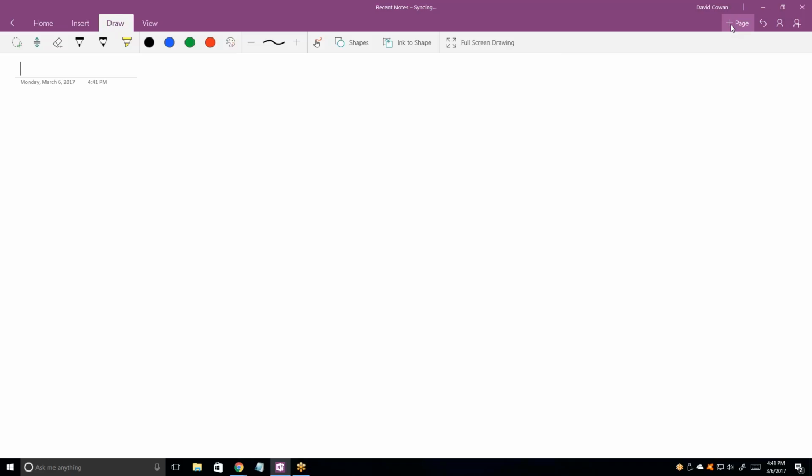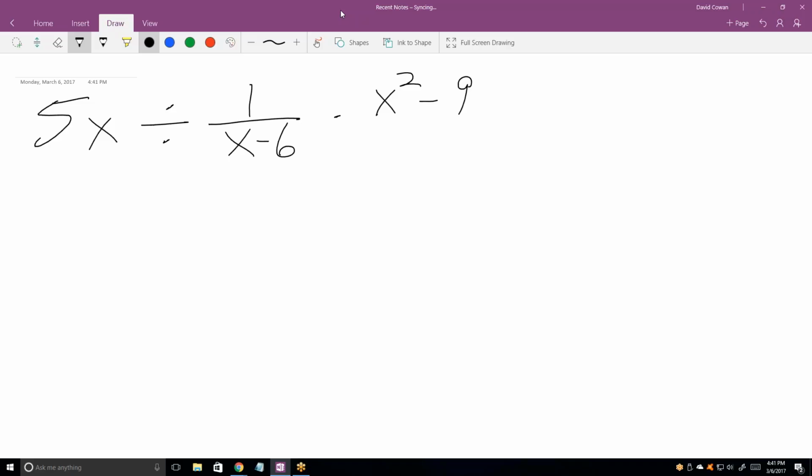But this is an extremely common problem, so let's do one more. Let's do number 17. 5x divided by 1 over x minus 6 times x squared minus 9 all over x. Okay. So first of all, how do I do division?